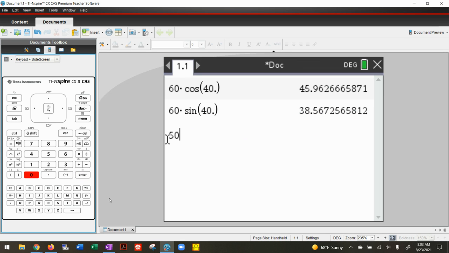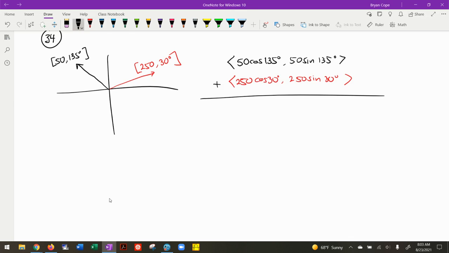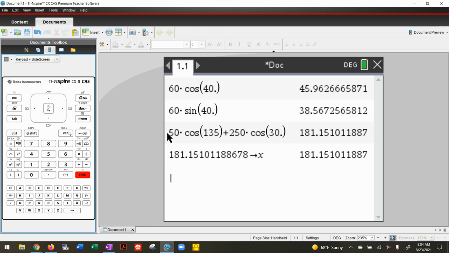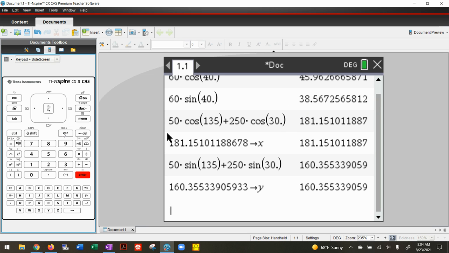Okay, let's do it. So 50 times the cosine of 135 plus 250 times the cosine of 30. That's our x coordinate. I'm going to store that as x. And we'll do the same. 50 sine 135 plus 250 sine 30. Our y coordinate. So let's store that as y. And then the question asks for the ground speed. Okay. True course and ground speed.